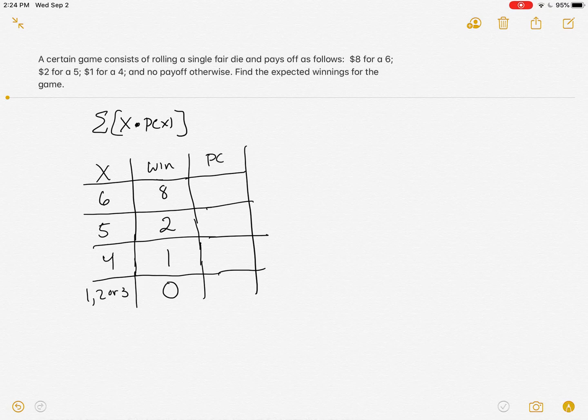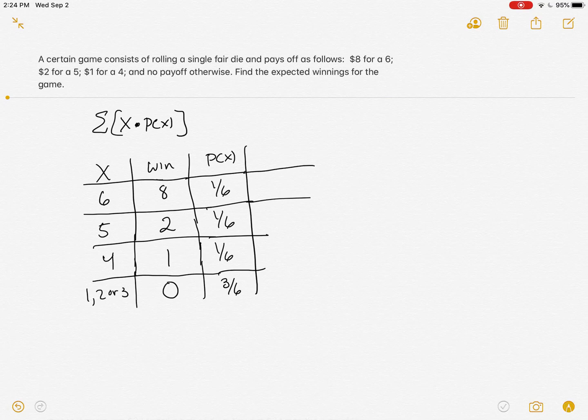Now let's go get the probabilities of each. The probability that a 6 is going to come up is 1 out of 6 opportunities. Probability of 5 is 1 out of 6. 4, 1 out of 6. 1, 2, or 3, just for emphasis, 3 out of 6. I'll leave it unreduced. There's 3 opportunities out of 6 to get nothing out of that.